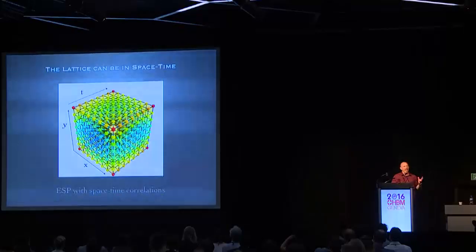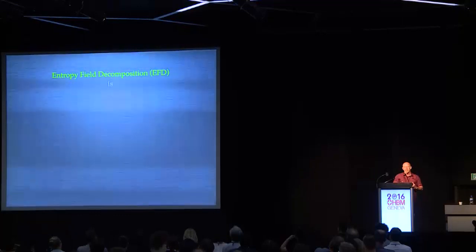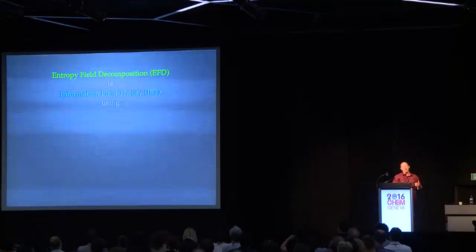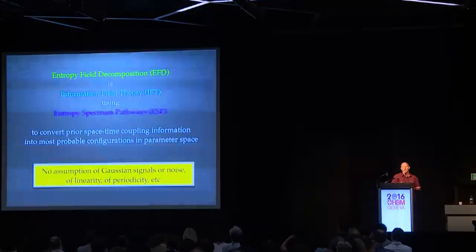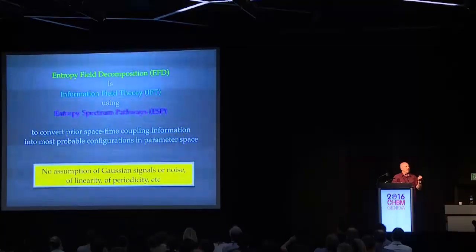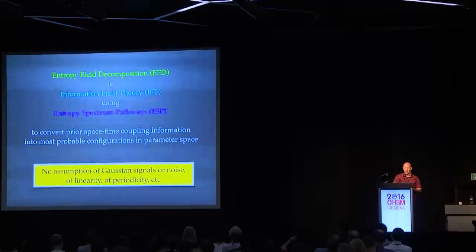So that lattice, this ESP concept, is a very general concept. It can be any coordinates. Space-time coordinates are what we're interested in from the very first slide. So the entropy field decomposition is information theory, but it uses the entropy spectrum pathways to convert space-time coupling information to figure out what the most probable configurations are. And there's no assumption of Gaussian signals or noise, linearity, etc.